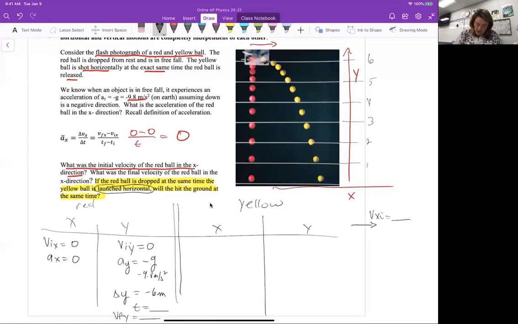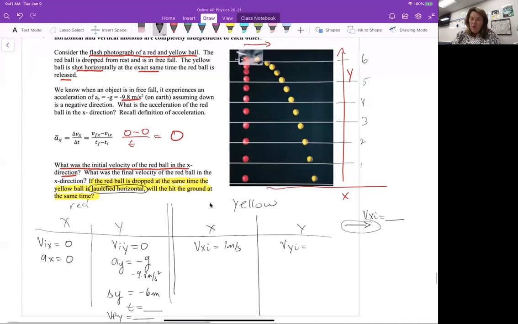Okay, so we have some value here. I don't know what it is. Call it 1 meter per second, whatever it is. There's a value that we sent it off at. What was its initial velocity in the y direction? Because I shot it horizontally, the only vector related to its initial velocity was in the x direction. This is 0. Okay, let's continue on.